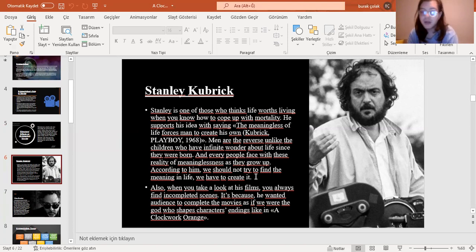Also, when you take a look at his films, you see incomplete scenes at the end, middle, and beginning. He wants us to play the role of God to decide on the characters' paths and their endings. He's an interesting guy, yes.